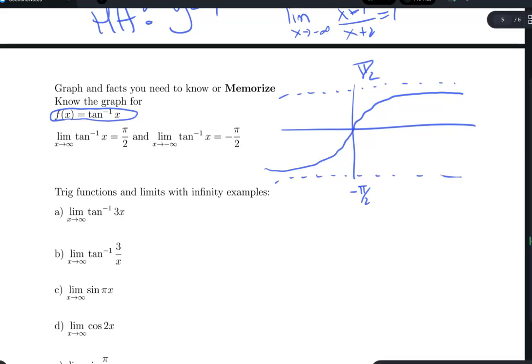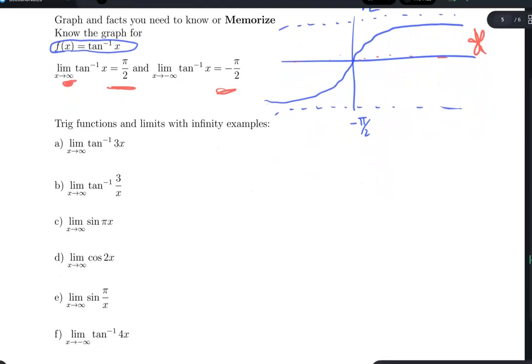So let's look at that. That says as x's are going to infinity, the y values are going to pi over 2. As x's are going to negative infinity, the y values are going to negative pi over 2. So this is a super important graph, and you need to know those. This is going to be one of those graphs I'll put on a future memory quiz. So let's look at this.